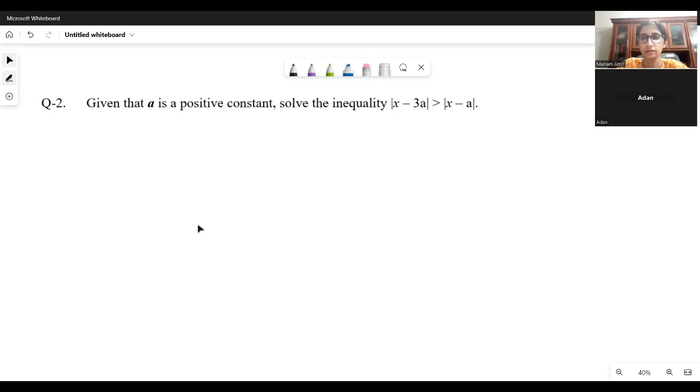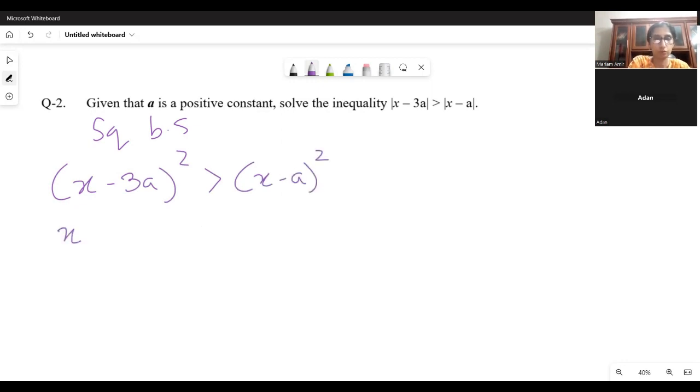Okay, we'll take the square on both sides. So square both sides. Then you can ignore the modulus sign and write the whole square on both sides.